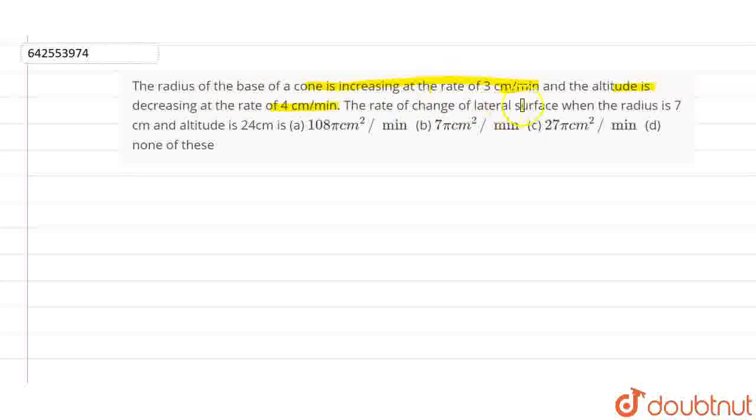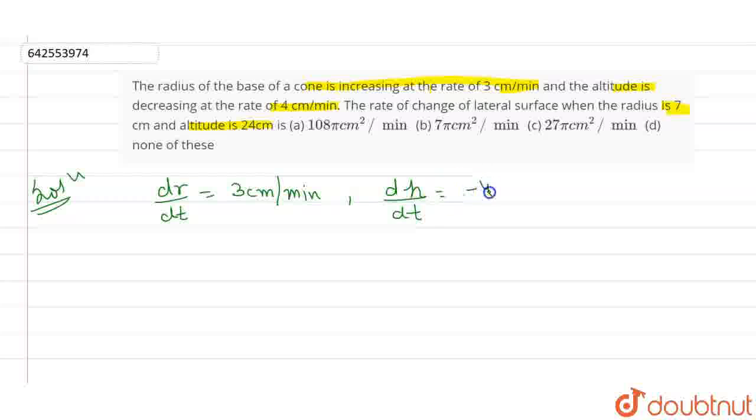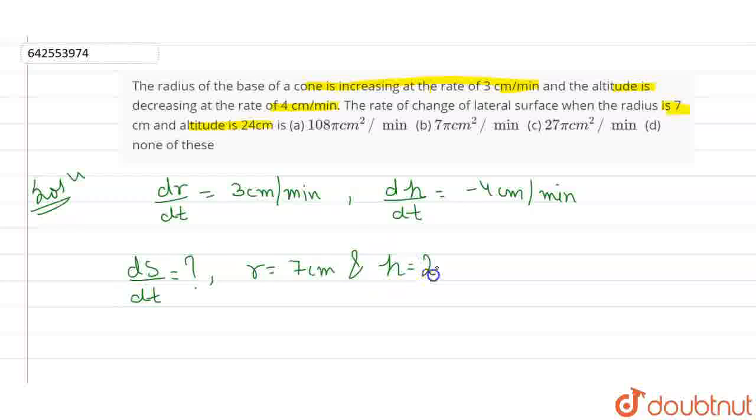The rate of change of lateral surface area when the radius is 7 and the altitude is 24 centimeter is. Okay, so basically we have to find the rate of change of lateral surface area of a cone. What's given to us: if cone radius is r, then dr by dt is 3 centimeter per minute. It is positive because it is increasing. And dh by dt, which is our altitude or we can say height, is minus 4 centimeter per minute, minus 4 because it is decreasing. And what else is given to us? That we have to find ds by dt when r is 7 centimeter and h is 24 centimeter.